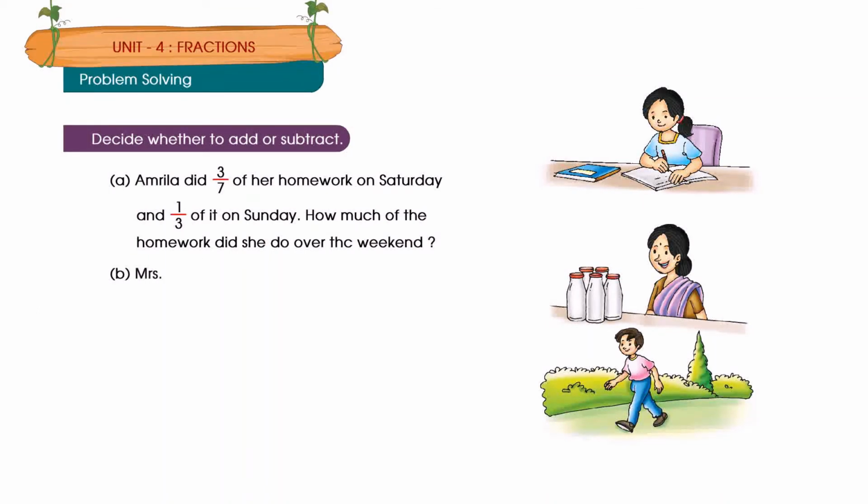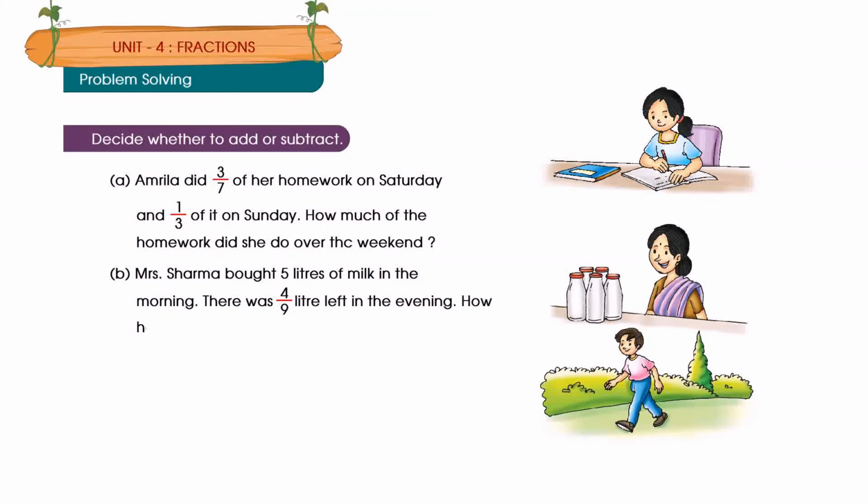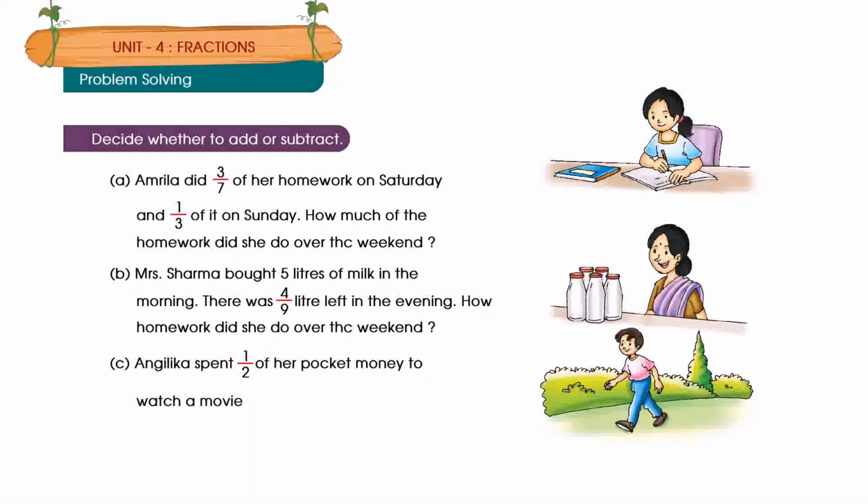B. Mrs. Sharma bought 5 liters of milk in the morning. There was 4/9 liter left in the evening. How much was used during the day? C. Angelica spent 1/2 of her pocket money to watch a movie and 1/4 on a new storybook. What fraction of her allowance did she spend?